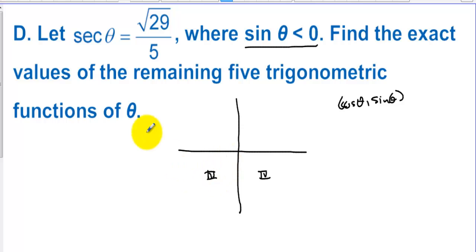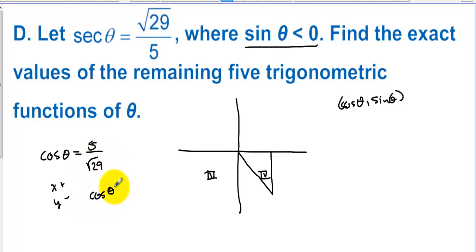because that's where sine is negative. Well, secant is the reciprocal of cosine. So the cosine of theta is equal to 5 over √29. So that's actually going to put us in the 4th quadrant, because if x is positive and y is negative, that has to be in the 4th quadrant. So we have some angle right here.